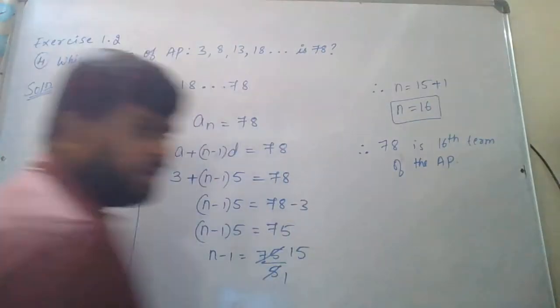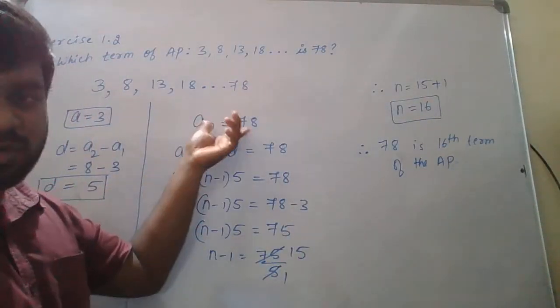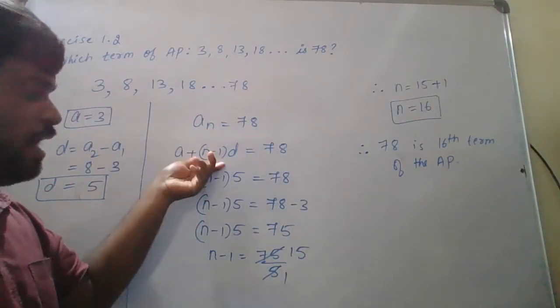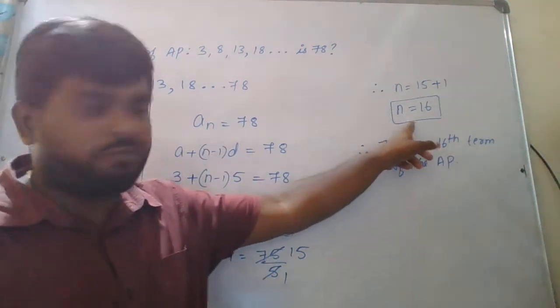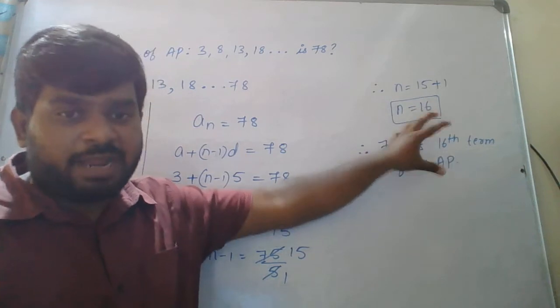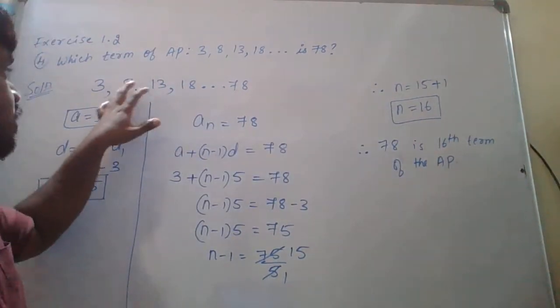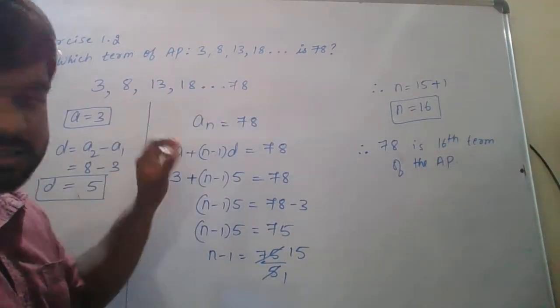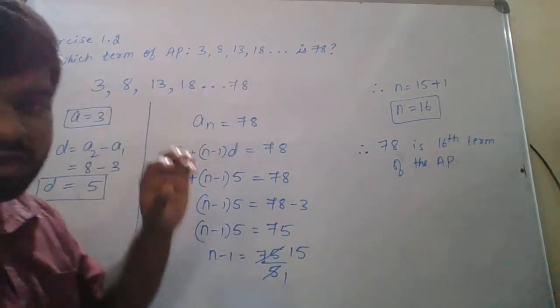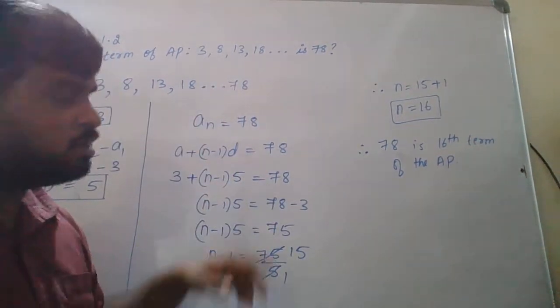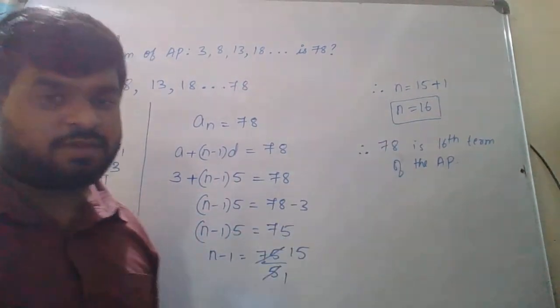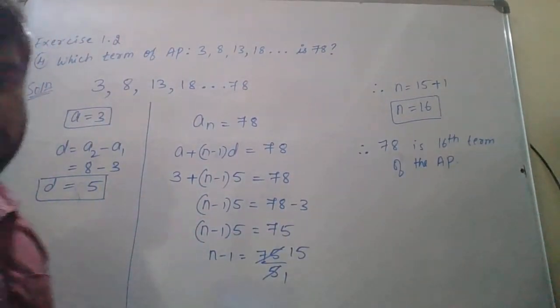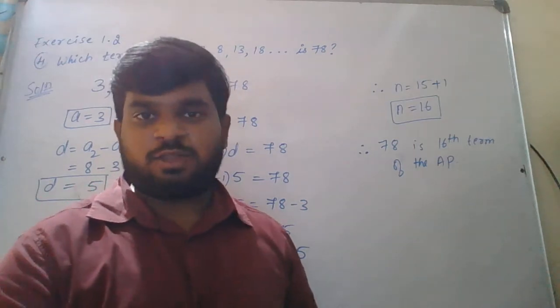I hope it's clear. It's very, very easy. This is the last place, so take it as AN. Substitute the formula for AN below it. Then continue, substitute the values of A and D, solve it, and you will get the value of N. N is 16, meaning we have 16 terms from here to here. This is the last place, so this should be the 16th term. Okay, 78 is the 16th term. I hope it's clear. Let's get into the next question.